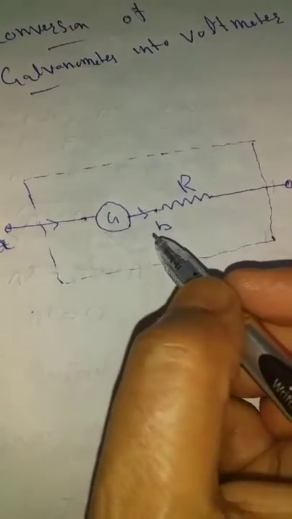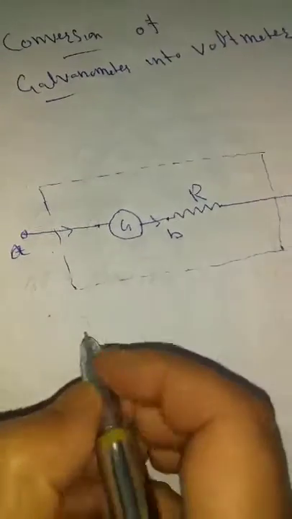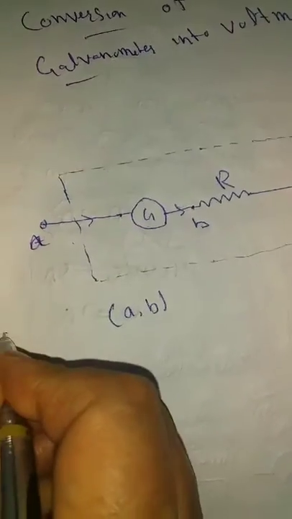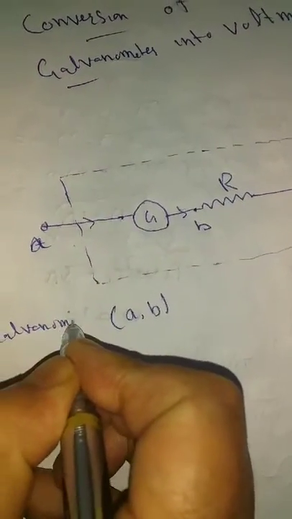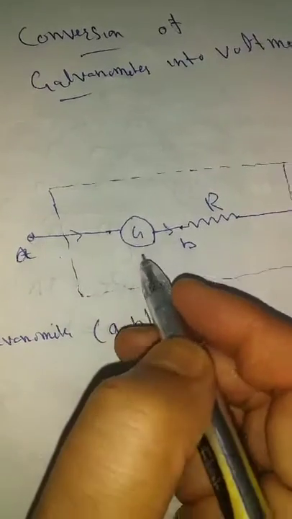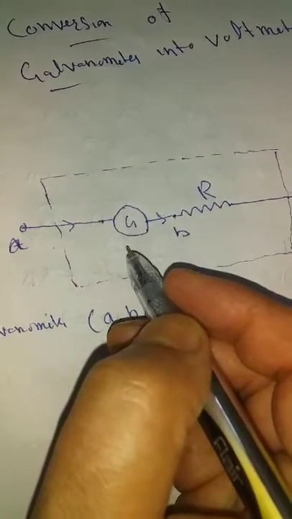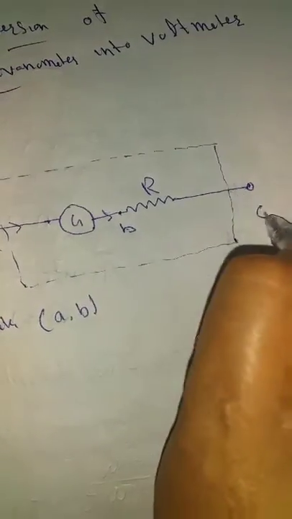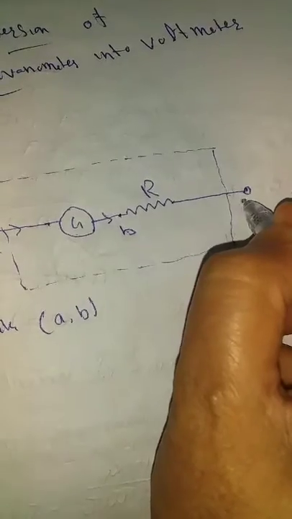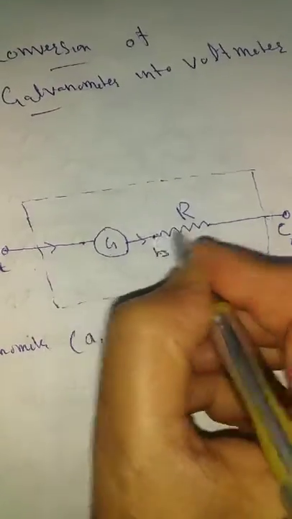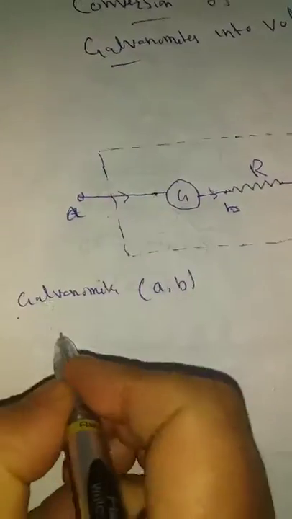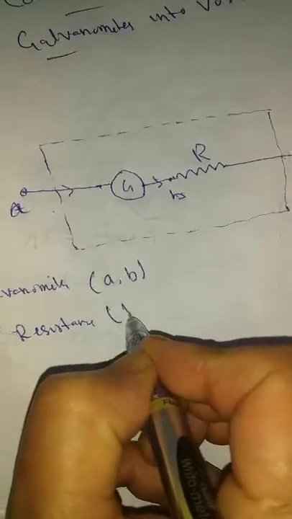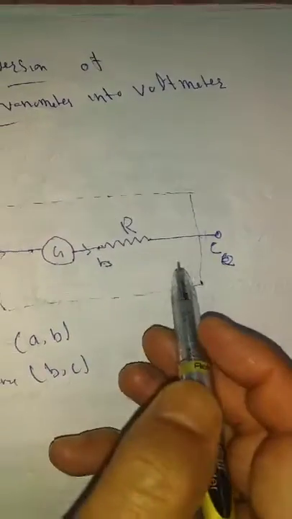The galvanometer is connected across terminals A and B, and the resistance R is connected between terminals B and C. Suppose this is terminal C here. The resistance is connected between terminals B and C. You can see the diagram, B and C.